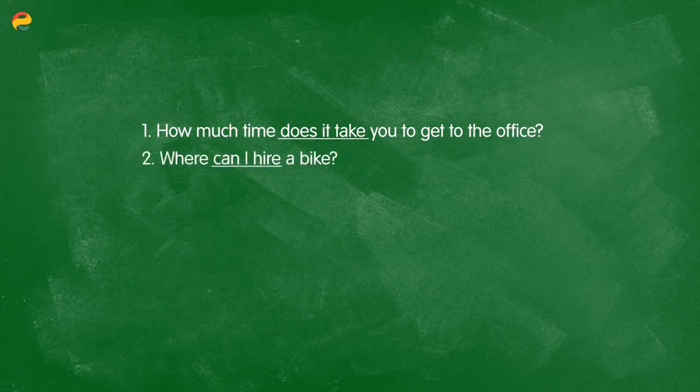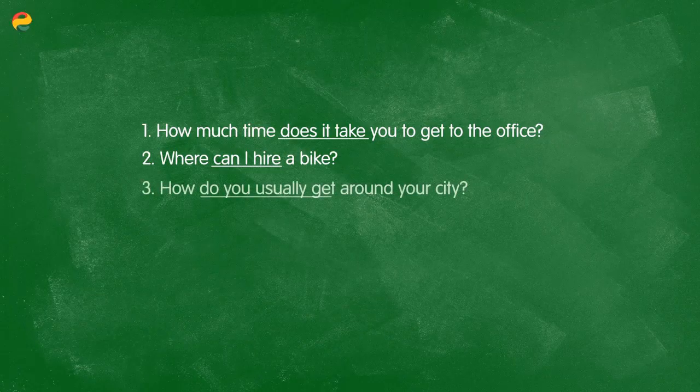In the second example, where can I hire a bike? Here can is a modal verb and acts like an auxiliary, so we put it immediately after the question word. The third example, how do you usually get around your city? Again, present simple, do is our auxiliary verb.